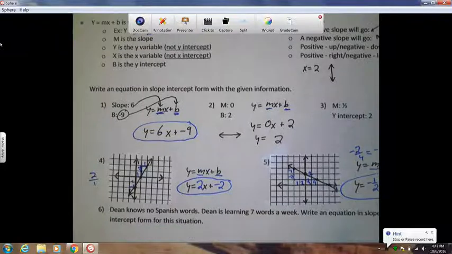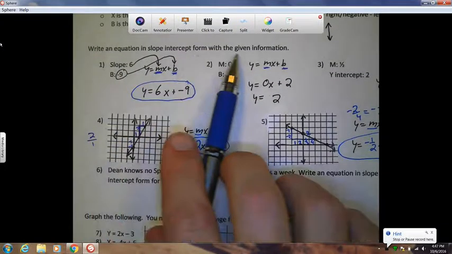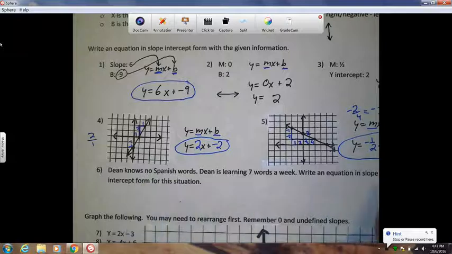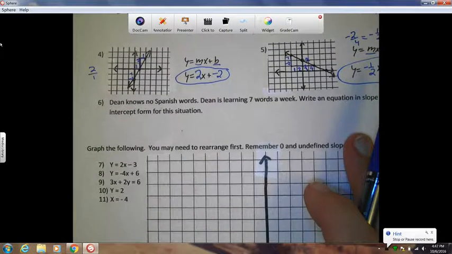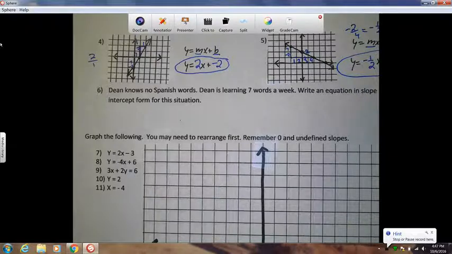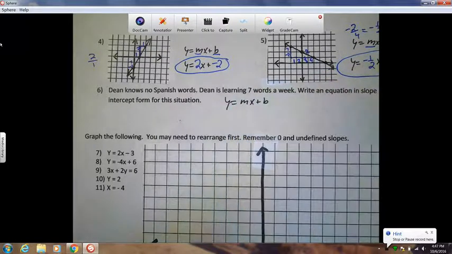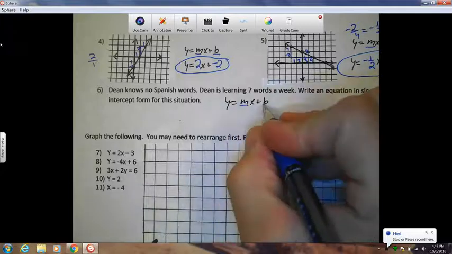Now let's look. Here I'm trying to write an equation in slope-intercept form with the given information, but now I have a word problem. So you might want to make a little extra note on the side for what this stuff means. Okay? Dean knows no Spanish words. Dean is learning 7 words a week. Write an equation in slope-intercept form for this situation. Okay. You need, same thing, formula. I need slope, and I need y-intercept.